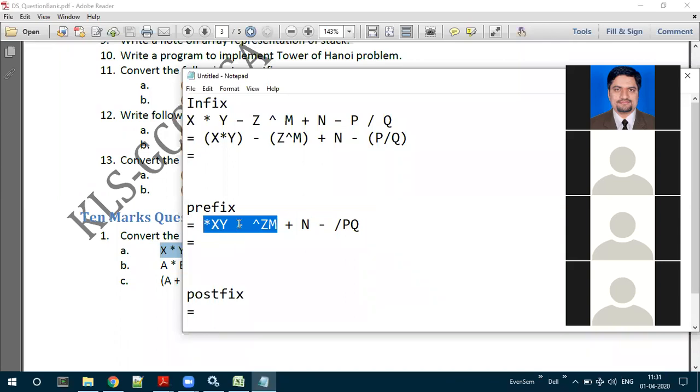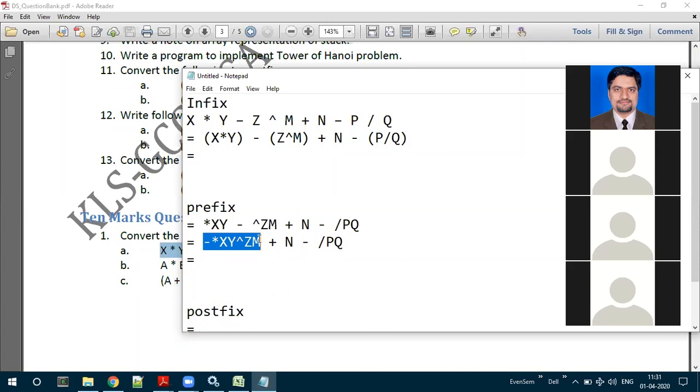So for this, what is the operator? Minus. So minus we have to write. What is the first operand? Star X Y. Yes. What is the second operand? Power Z M. Yes, very good. We have solved this particular part. Then write down the remaining content as it is: plus N minus division P Q.